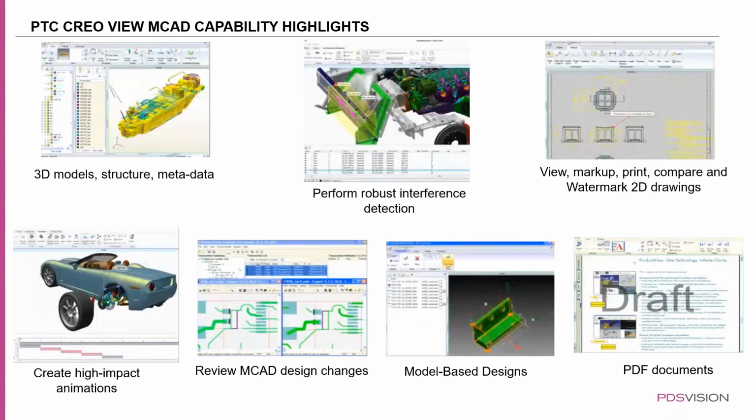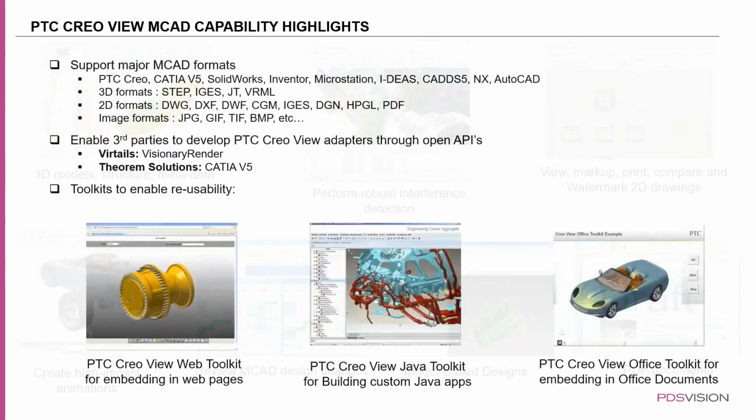Okay. So now we're just going to look at additional capabilities. So Creo View supports major MCAD formats. So you can open files from PTC Creo, so PTC Creo Parametric as an example. You can open files from there. You can open files from CATIA V5. You can open files from SolidWorks, Inventor, MicroStation, NX.